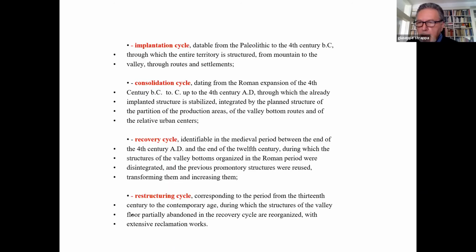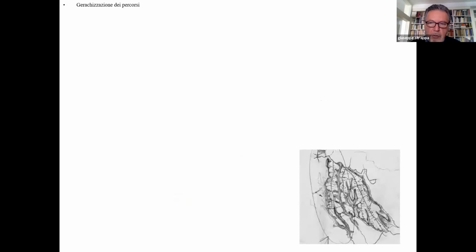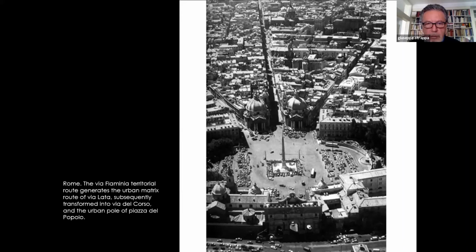barbaric invasion, a recovery cycle in which the small settlements about which I have spoken before were recovered, the recovery of the promontory settlements, and the restructuring cycle, which corresponds to the period from the 13th century to the present one. Okay, we can end with this slide.